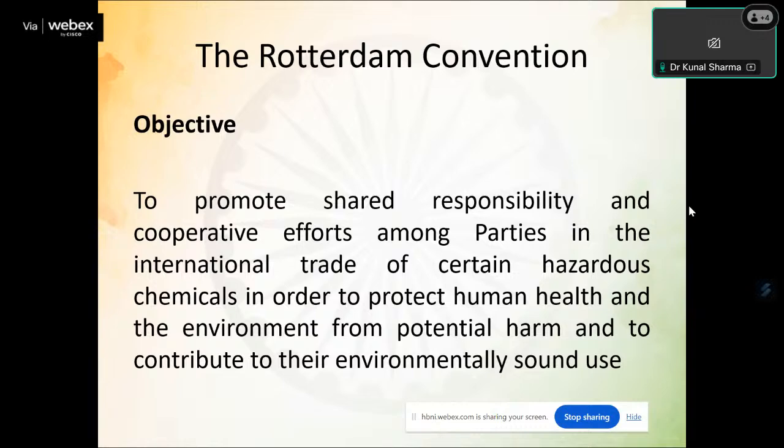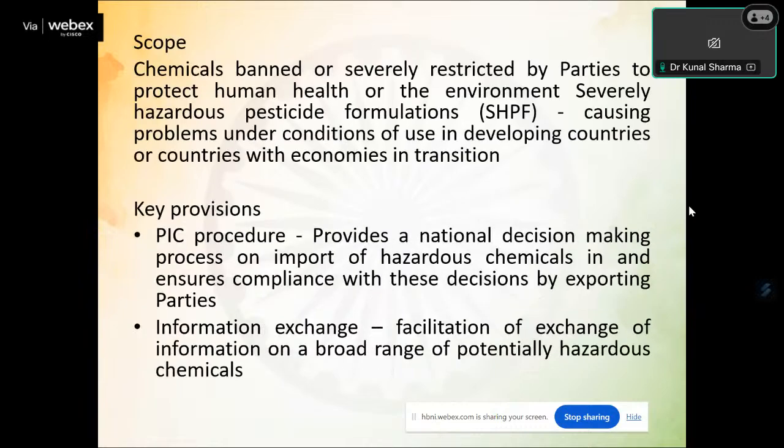When you look at this particular Rotterdam Convention, its scope very clearly defines chemicals banned or severely restricted by parties to protect human health or the environment, and severely hazardous pesticide formulations, called SHPF, causing problems under conditions of use in developing countries or countries with economies in transition. So this Rotterdam Convention is very much related to our country, because we are one of the biggest users of pesticides. So it has restricted certain things.